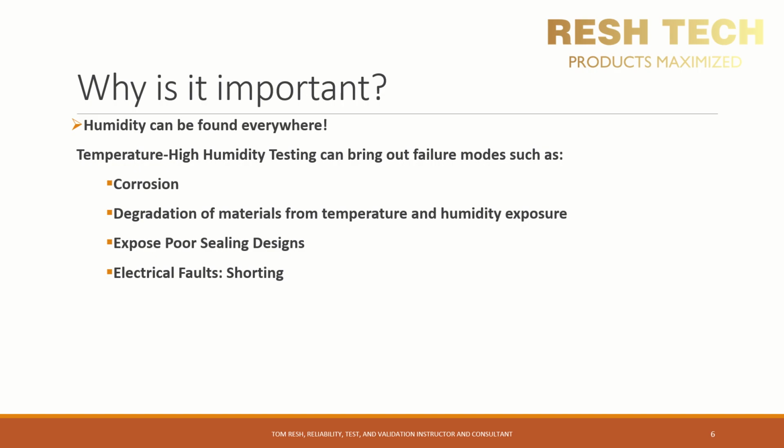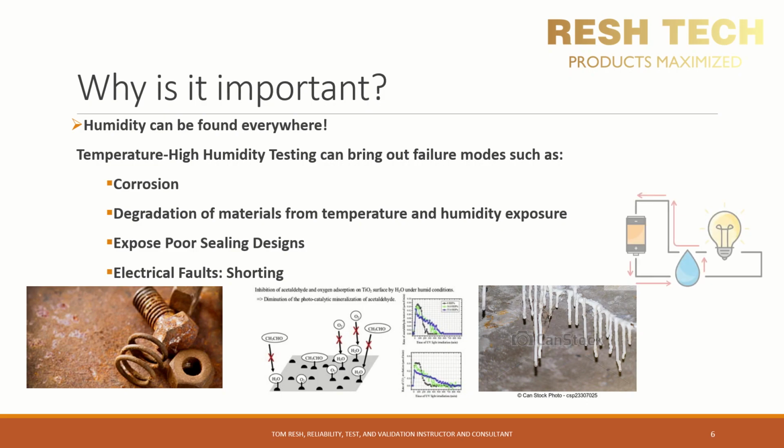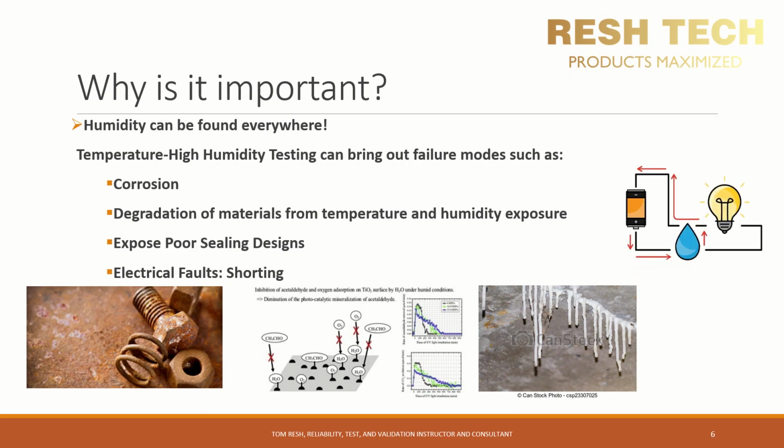But we aren't trying to run our product through perfect California weather conditions. No, in fact, we are using humidity testing to test for humidity extremes, the worst of what nature can throw at our system or product, where humidity-induced failure modes occur. Temperature and humidity testing can bring out failure modes such as corrosion, degradation of materials from temperature and high humidity exposure, exposed poor sealant designs, and electrical faults such as shorting.